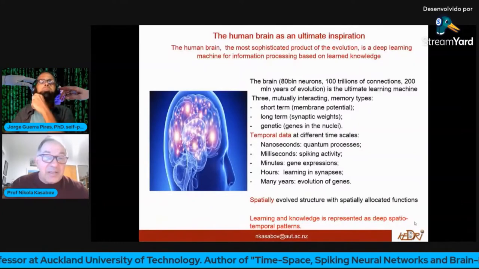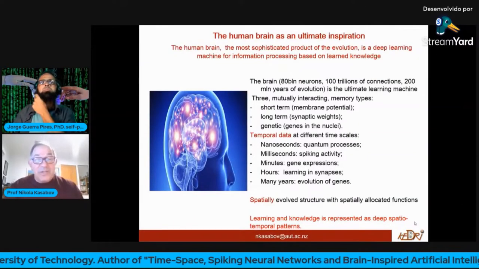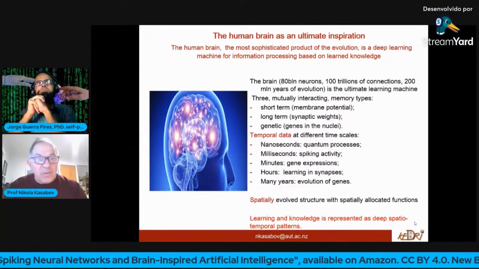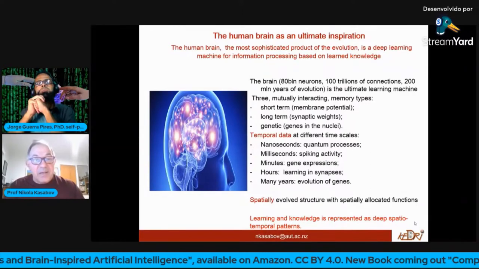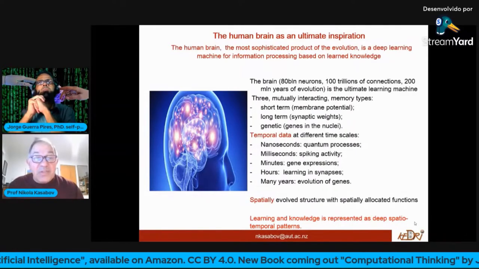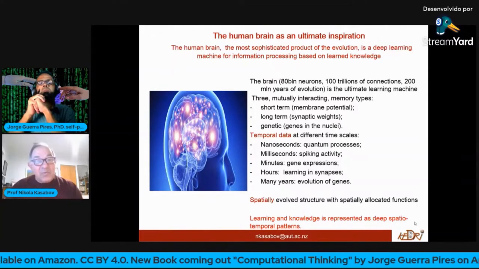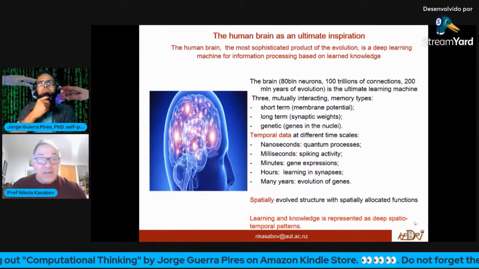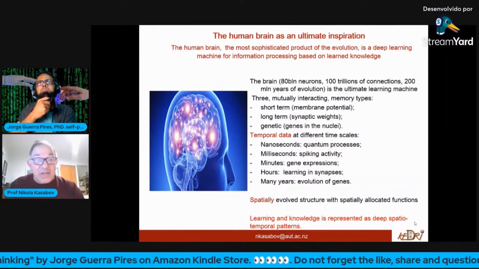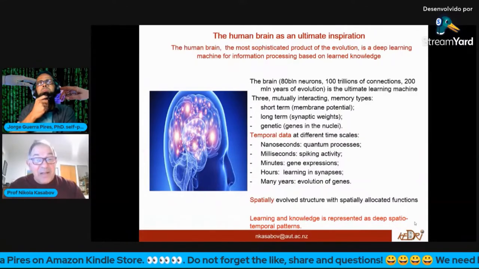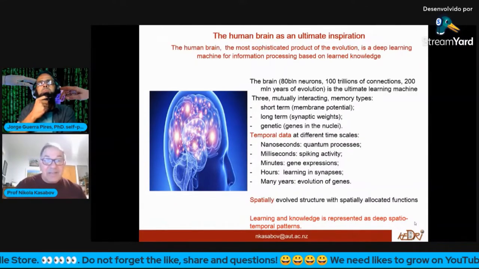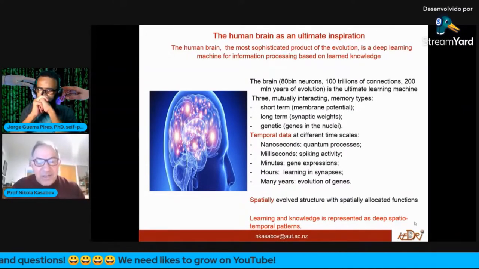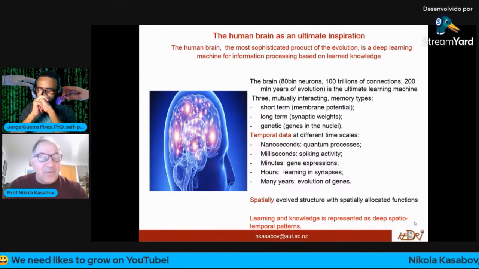And I should say that brain-inspired computation is very much driven by what we know about how the brain works. And the brain has billions of neurons and trillions of connections that evolved through evolution. And the brain is learning in a very sophisticated way. We have learning at different levels, as nanoseconds, milliseconds, minutes, hours, many years of evolution. This learning in the brain can be simulated and can be used as inspiration for developing novel methods for computational intelligence.